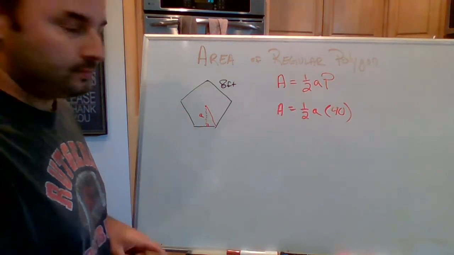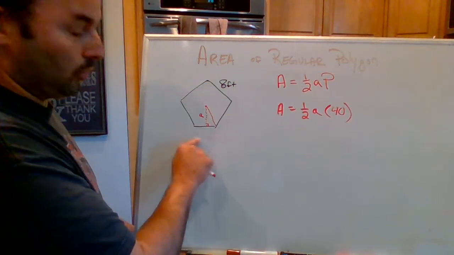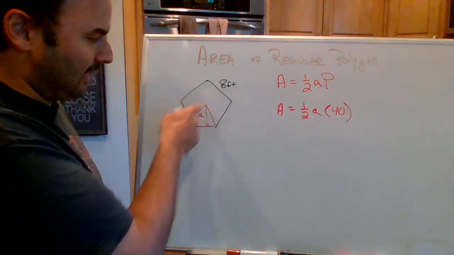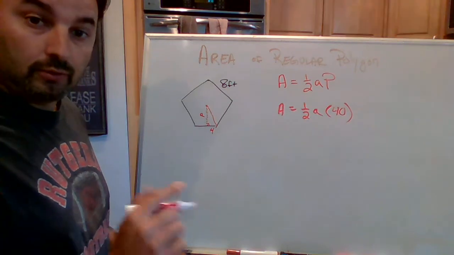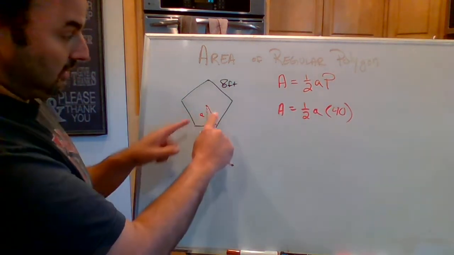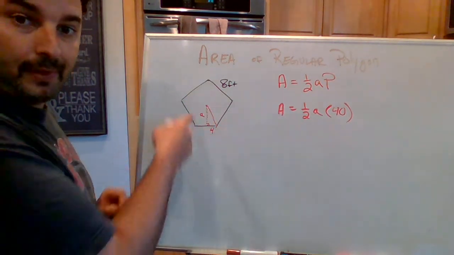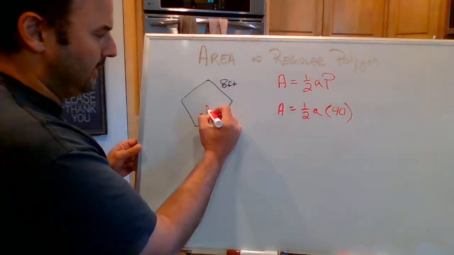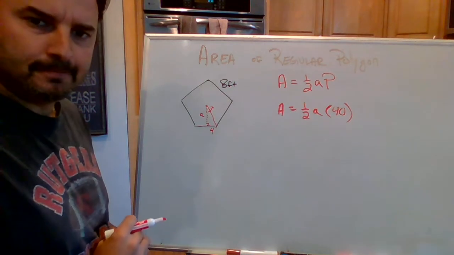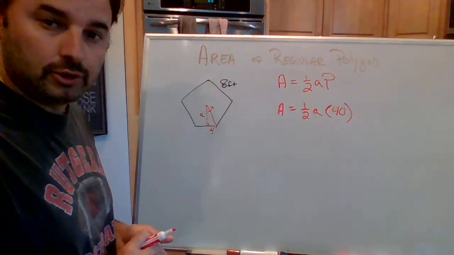So what do we know? If that's 8, this whole thing is 8. When we have an isosceles triangle cut in half, that's 4. Remember, this is an isosceles triangle because the two radii are the same. If I drop an altitude, it's half. The next thing I need is this angle right here. Then I can set up a basic trig function.